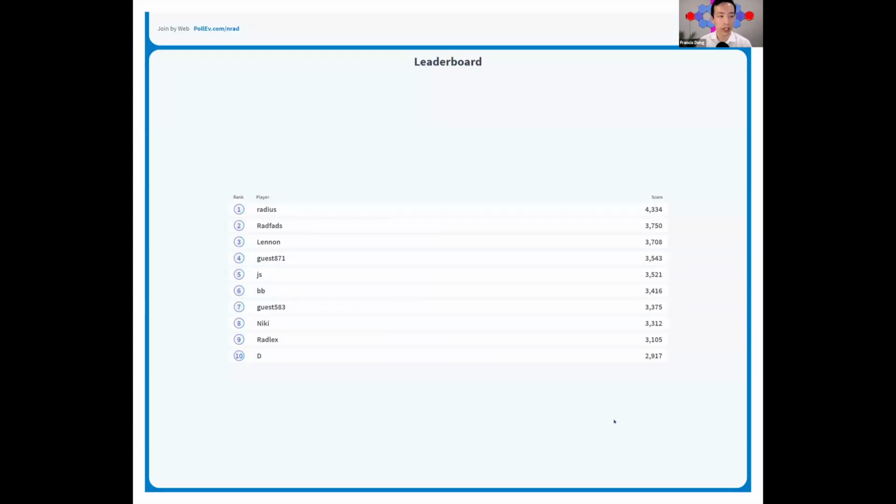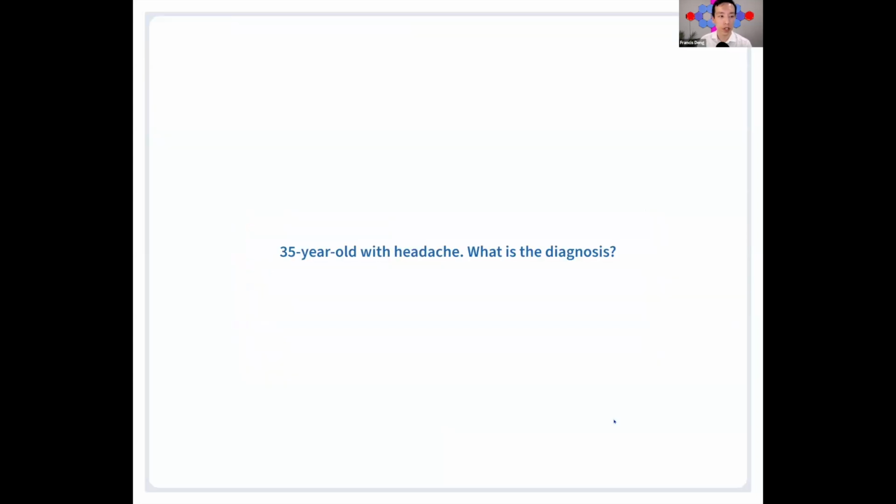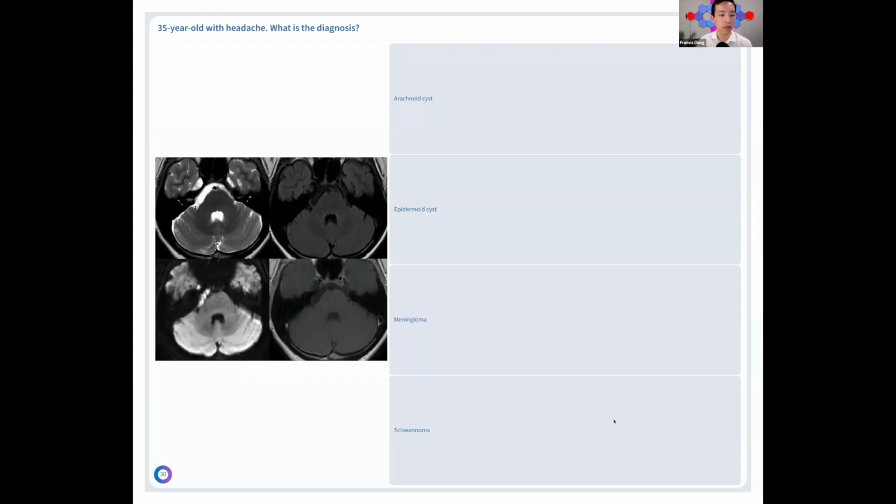All right, we have radius at number 1 here. The next question is a 35-year-old with headache. What is the diagnosis?